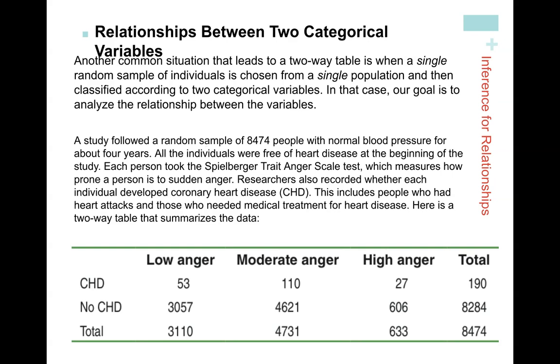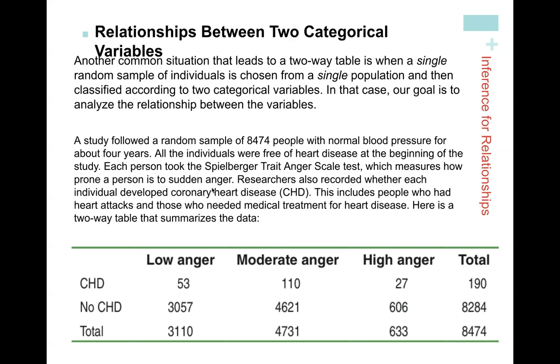We want to know, just reading this context, you're trying to figure out, is there an association between people who have sudden anger, or who score high on the Spielberger trait anger scale test, and coronary heart disease? Intuitively, we would think, well, people who have more anger would probably have more heart disease. That's what we would think, right?